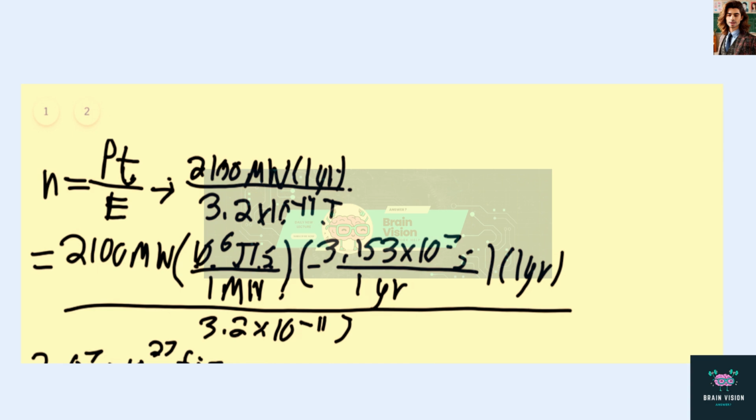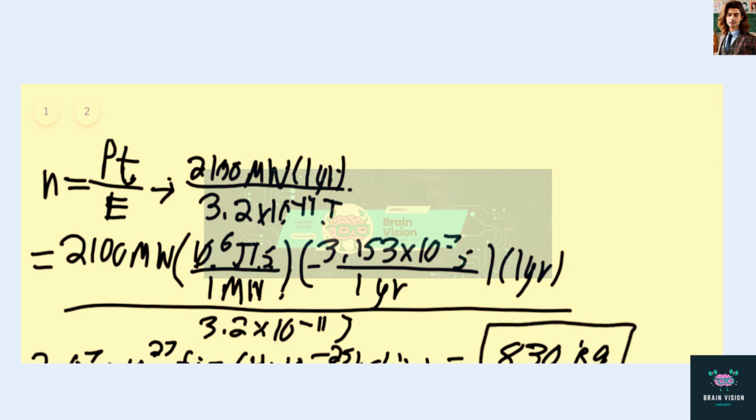So the mass of uranium-235, we're just going to take this number of fissions and multiply by the mass, which is 4 times 10 to the minus 25th kilograms per fission. And that gives us 830 kilograms. So that is your mass needed to run these power plants for 1 year.